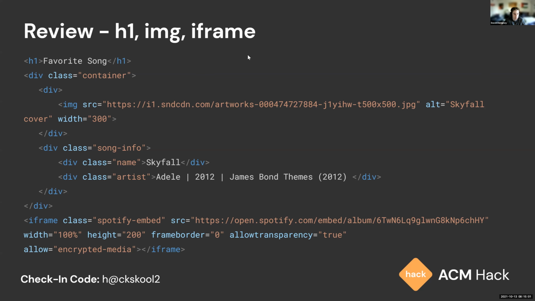I won't spend too much time on this, but at the top you have a header, favorite song, and we have a div. Divs in HTML don't look like anything. They're abbreviated as dividers. A divider is basically a section on our web page that we want to specify has certain content. So in this case, this is a divider.